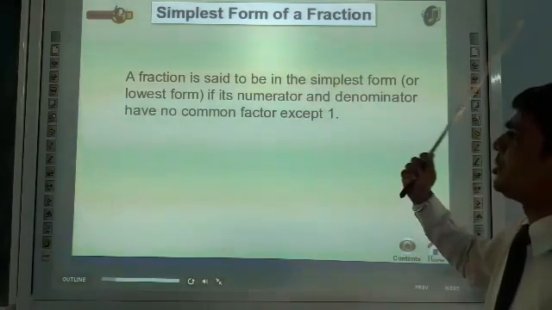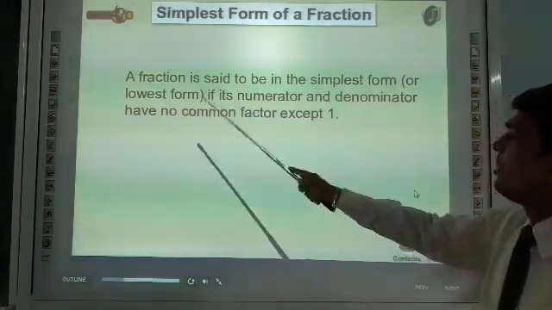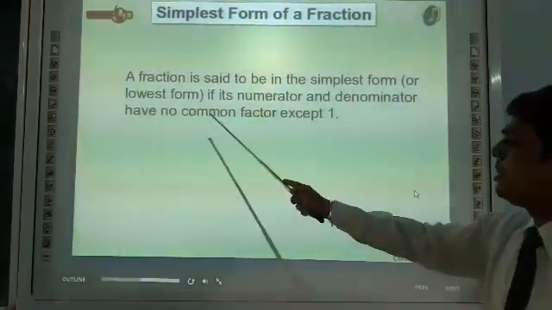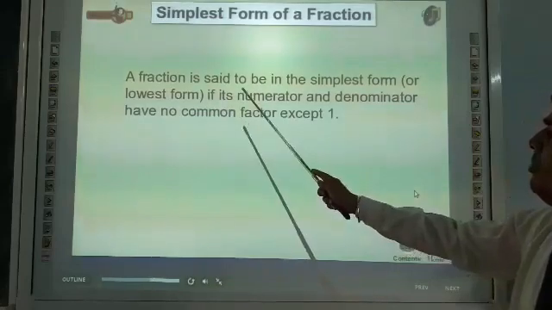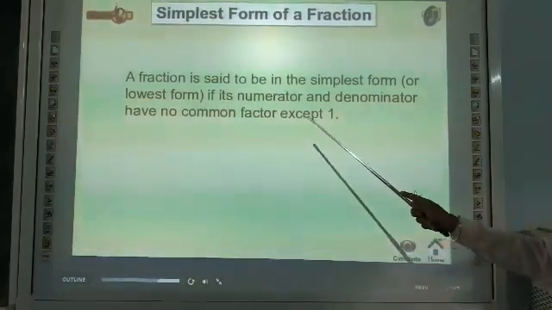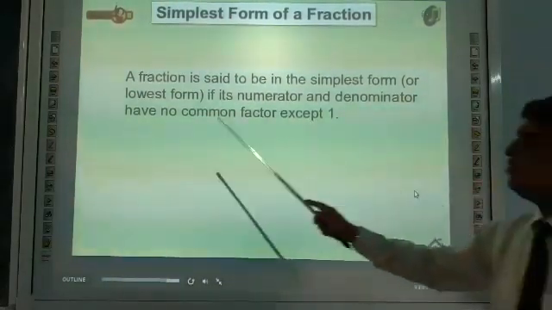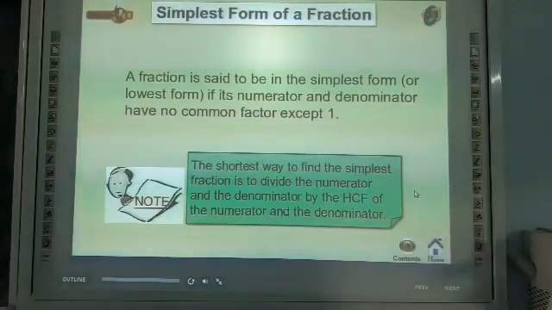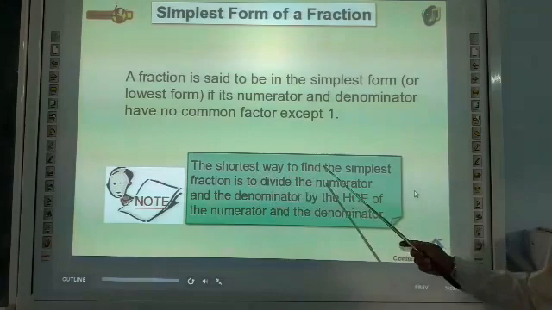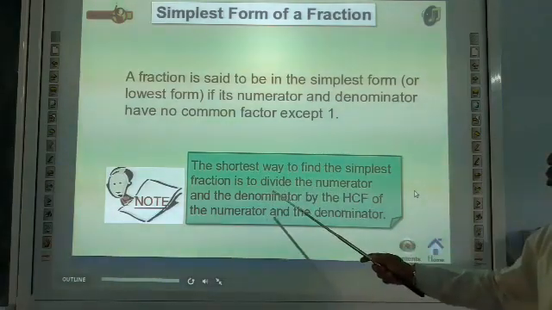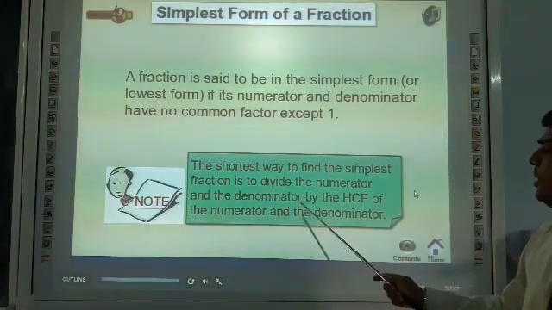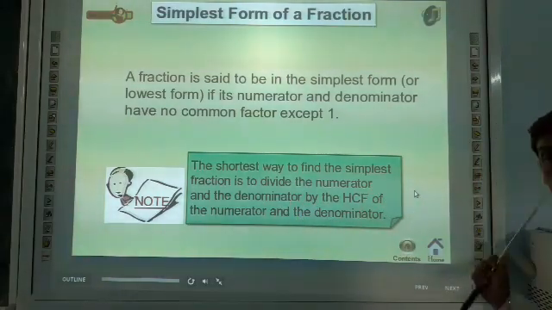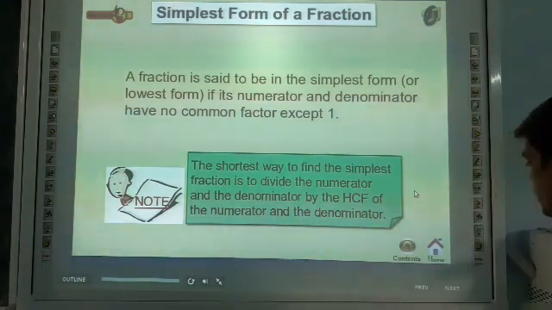Simplest form of a fraction. A fraction is said to be in the simplest form or lowest form if its numerator and denominator have no common factor except 1. The shortest way to find the simplest fraction is to divide the numerator and the denominator by the HCF of the numerator and the denominator.